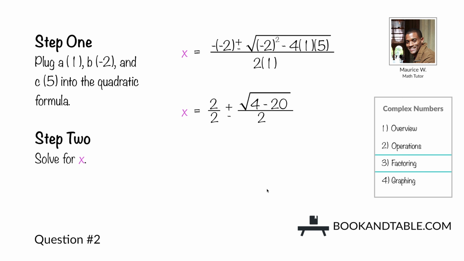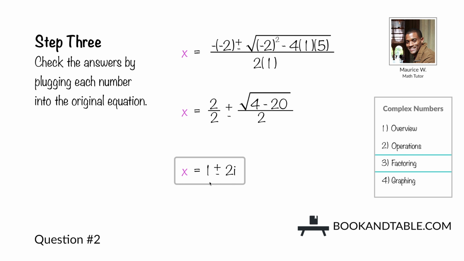And now we simplify this fraction to solve for x, giving us negative 1 times negative 2, which is 2, divided by 2 times 1, which is 2, plus or minus the square root of negative 2 squared, which is 4, minus 4 times 1 times 5, which is 20. 2 divided by 2 is equal to 1, plus or minus the square root of 4 minus 20, which is negative 16, over 2. The square root of negative 16 is equal to the square root of 16 times the square root of negative 1. The square root of 16 is 4, and the square root of negative 1 is i. 4 divided by 2 is equal to 2, giving us x is equal to 1 plus or minus 2i.